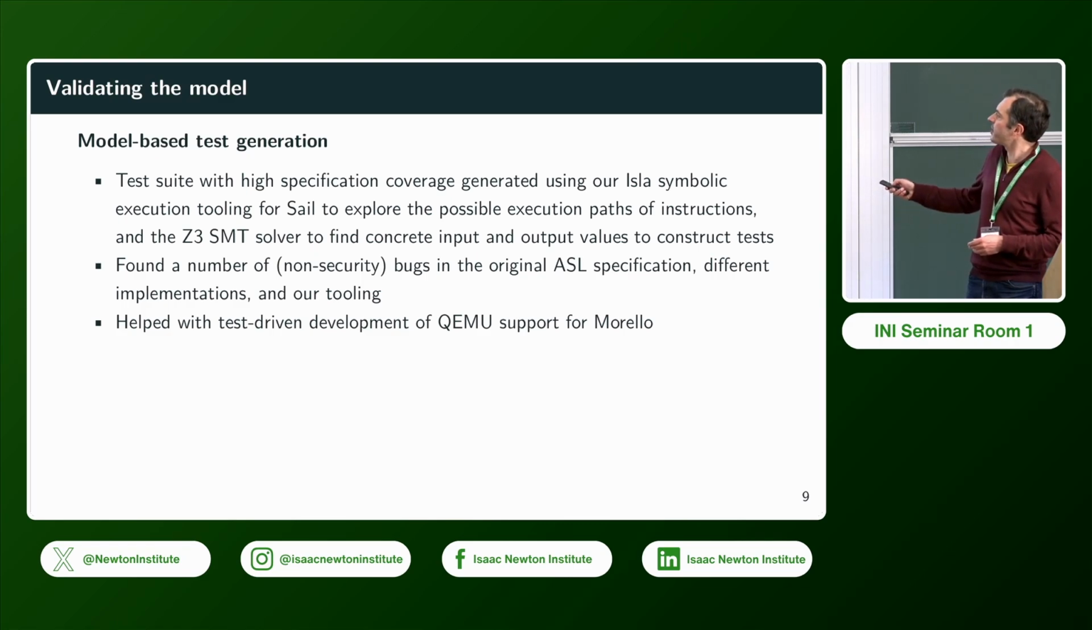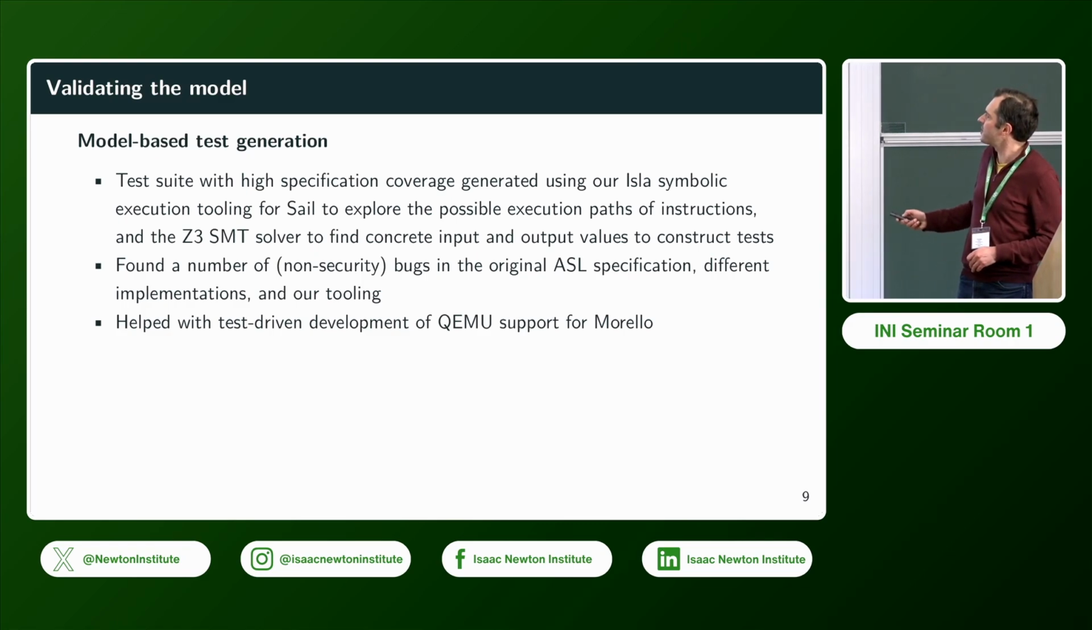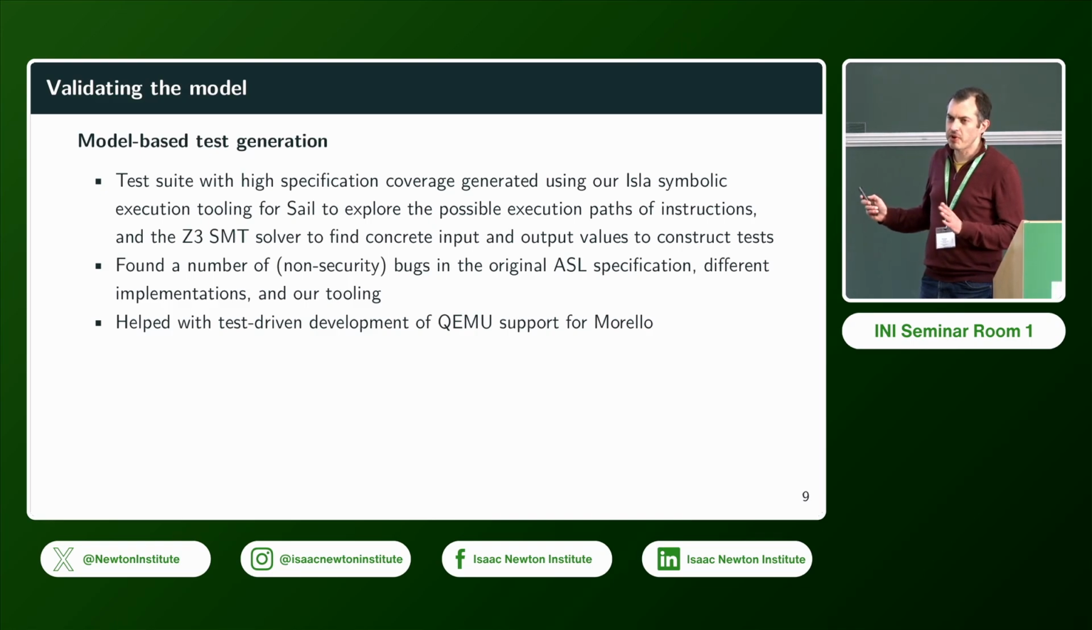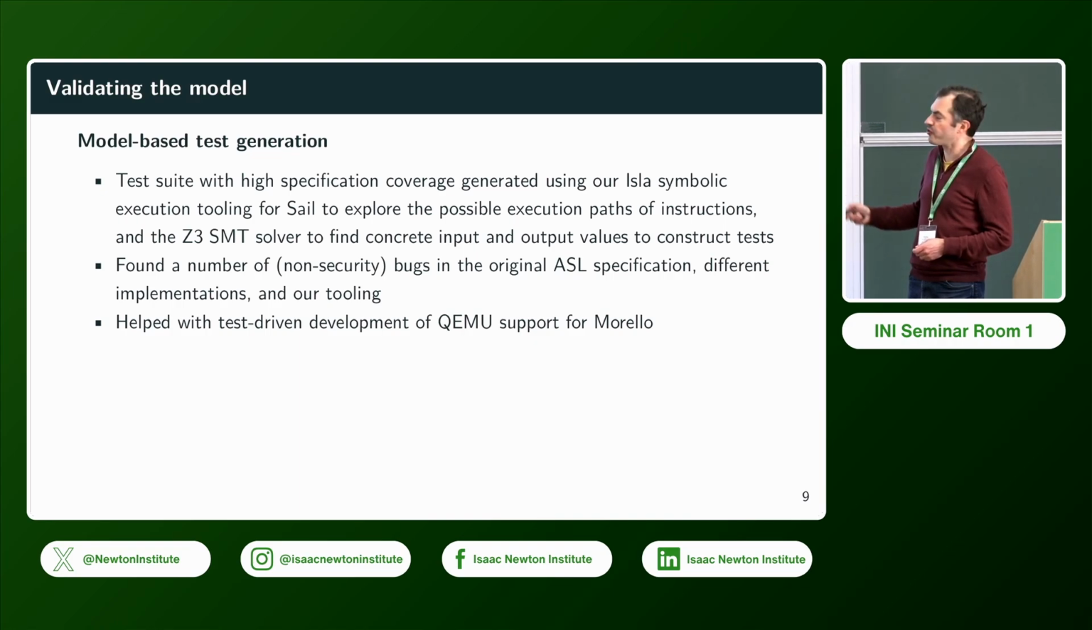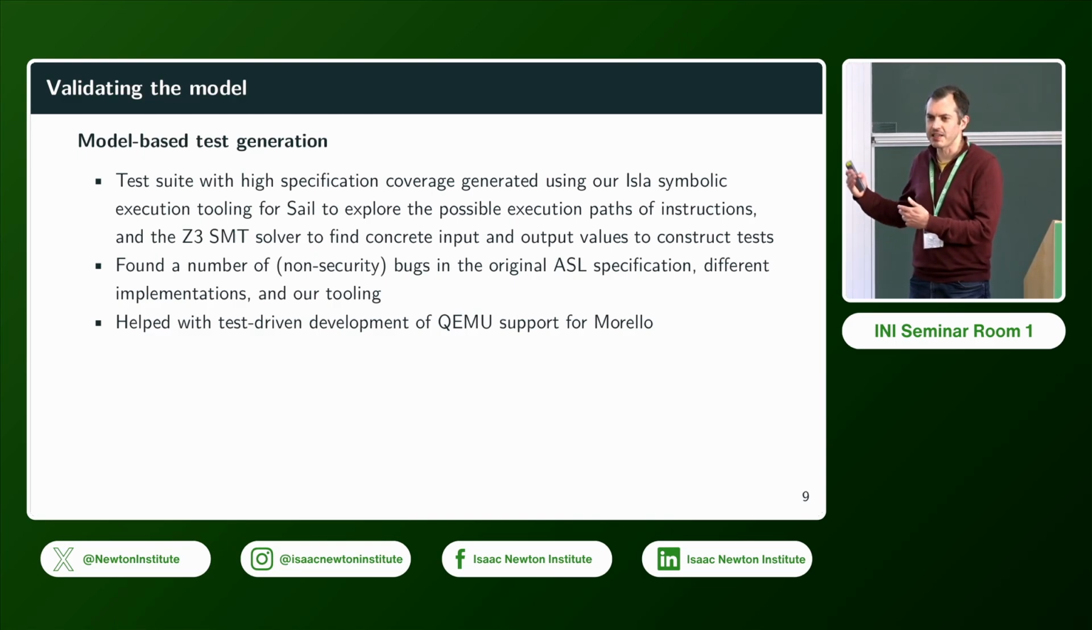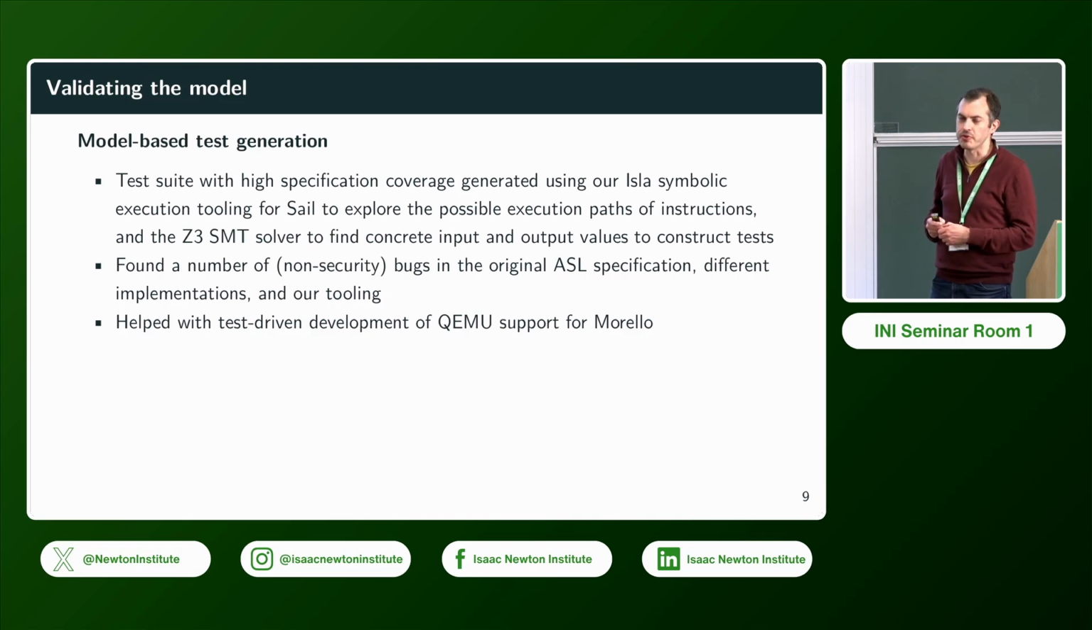And we found a bunch of non-security-related bugs in the original ASL specification. Generally, for the validation work, we found that they built the right thing, but the specification was occasionally slightly wrong. And we also found a bunch of bugs in our tooling because we'd just written it, some of it. We also found that this was a very useful test suite for developing our QEMU support for Morello. So Lawrence Esswood did this. He took this suite of tests and found it was very easy to just go instruction by instruction, adding extra features to QEMU and checking they were functioning properly. And that provided his starting point for running work.